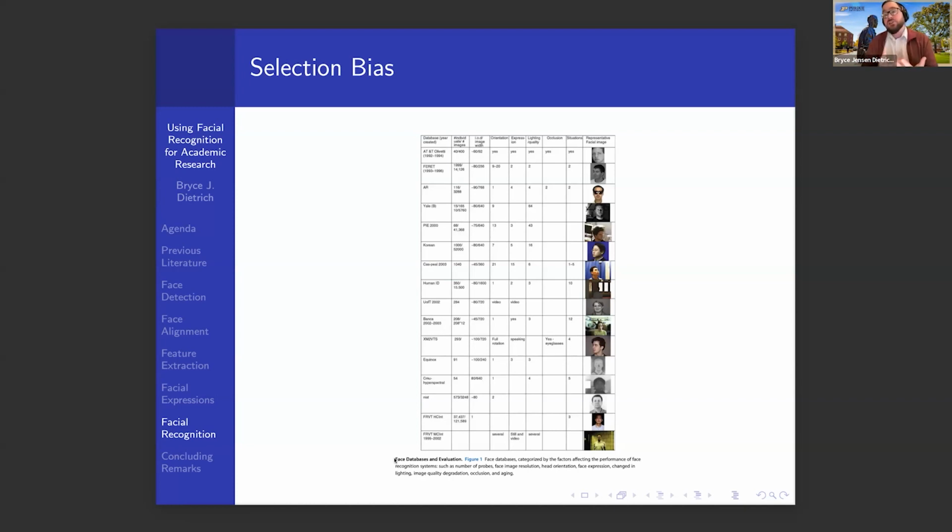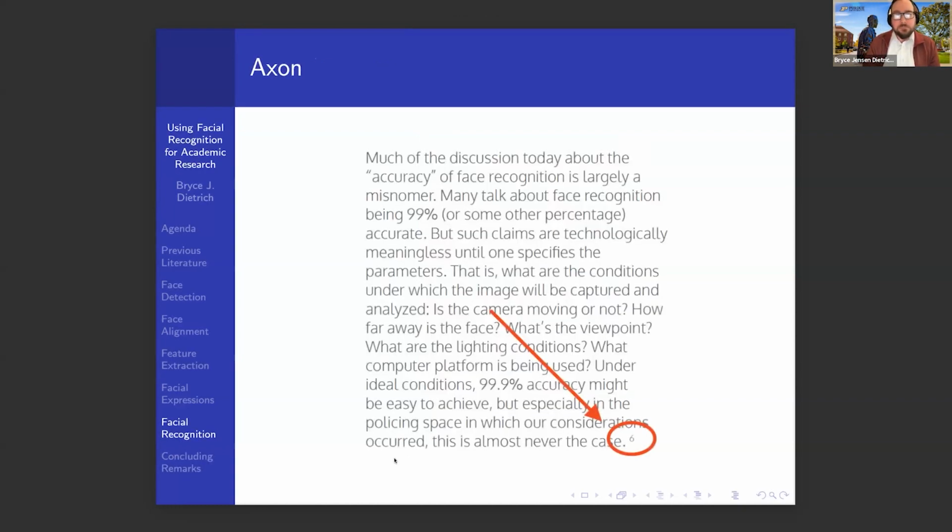But for applications like in policing, for example, that's a really bad problem because it means that the information that we're using to train the algorithm is biased, because there's a massive selection effect in terms of the images that the algorithm is going to be seeing.